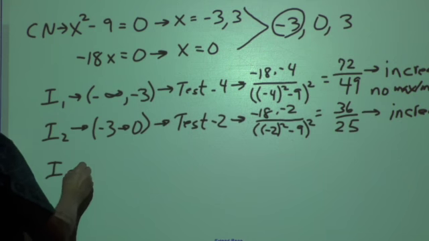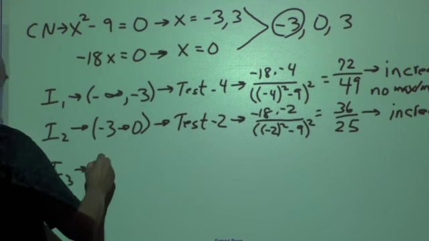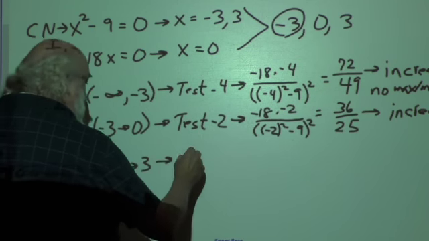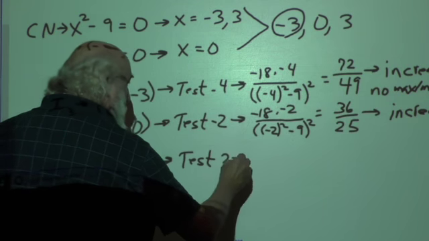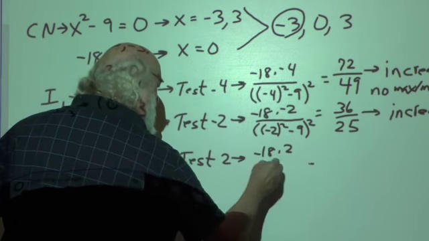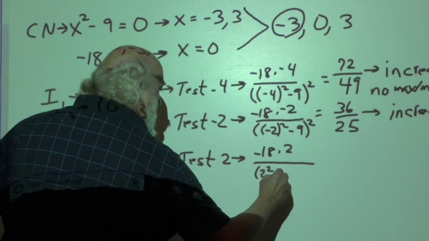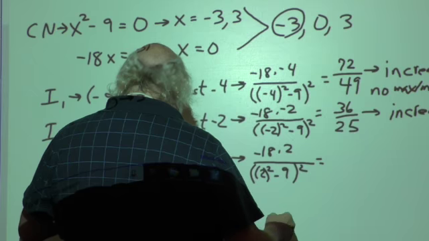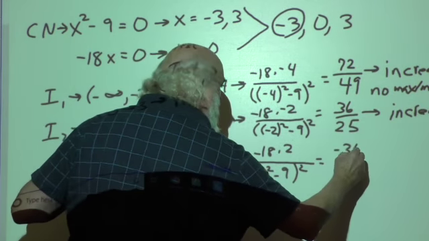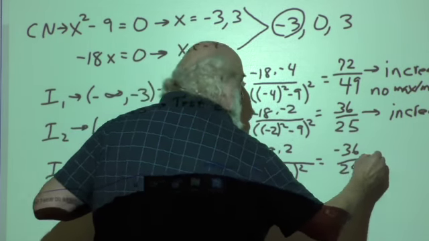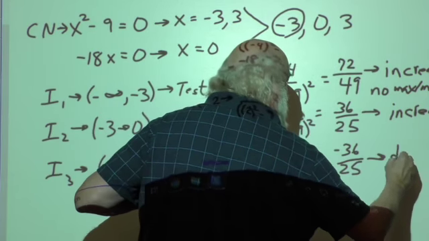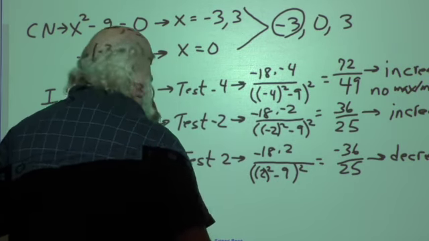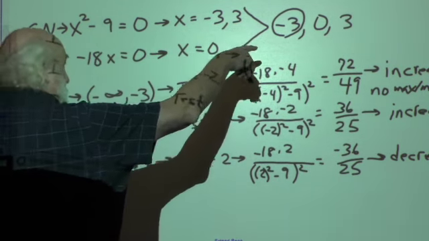I3. This is going to be from 0 to 3. So I'm going to test with 2. Negative 18 times 2 over 2 squared minus 9 squared. And that gives me negative 36 over 25. And so that's going to decrease. And this will have a maximum or minimum. We'll figure that out with the 0.